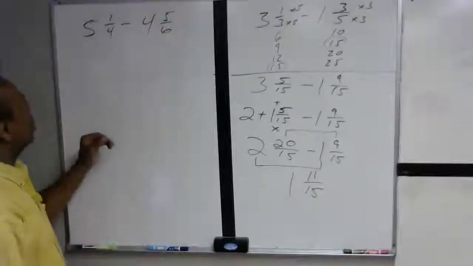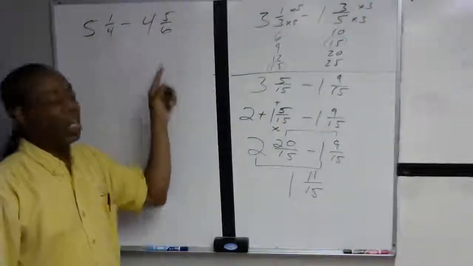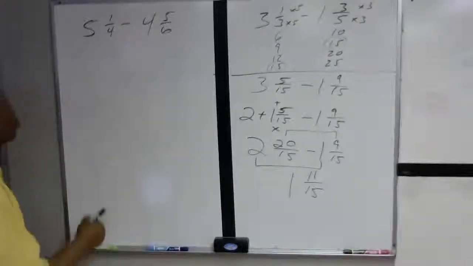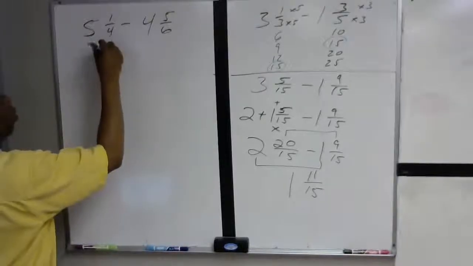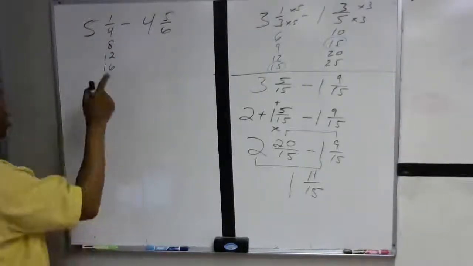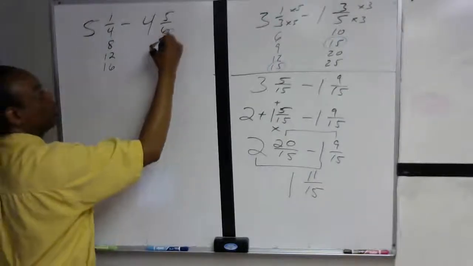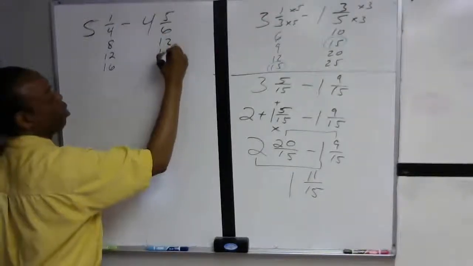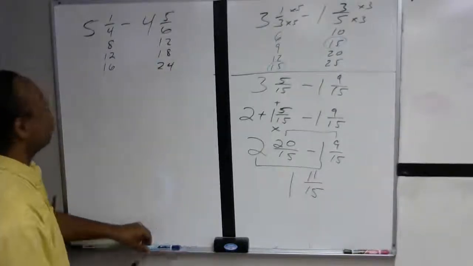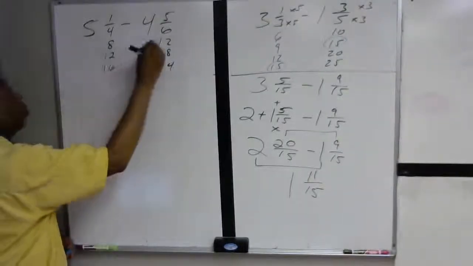Okay, next problem. Again, the denominators are not the same, so we're going to go through the 4 times tables and the 6 times tables. 4 times tables, 4, 8, 12, and 16. 6 times tables, 6, 12, 18, and 24. And we have a common multiple right here, the 12.